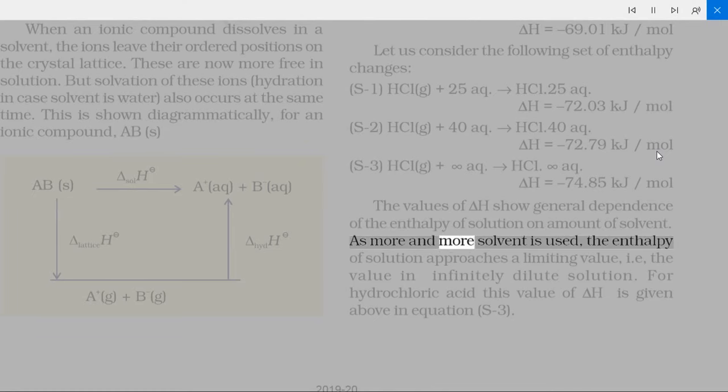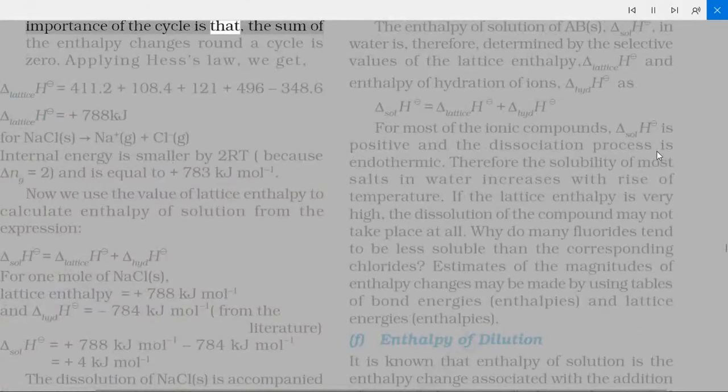As more and more solvent is used, the enthalpy of solution approaches a limiting value, i.e., the value in infinitely dilute solution. For hydrochloric acid this value of ΔH is given above in equation S-3. Importance of the cycle is that the sum of the enthalpy changes round a cycle is 0.